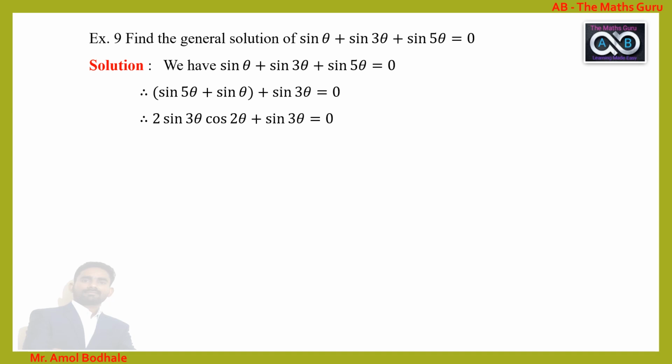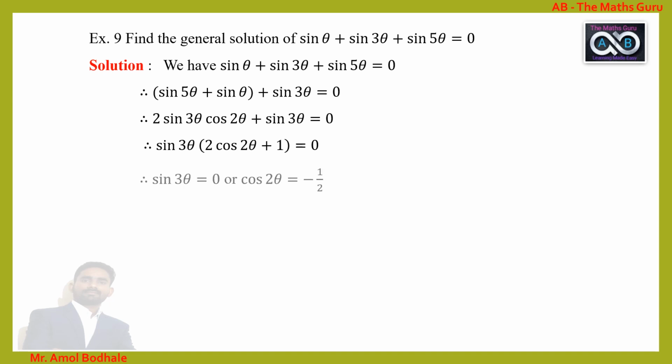So we can use the formula for sine of A plus sine of B, which is 2 times sine of A plus B upon 2 times cos of A minus B upon 2. So 5 theta plus theta, that is 6 theta upon 2, we get 3 theta. And the difference 5 theta minus theta, that is 4 theta divided by 2, is 2 theta, and this term is as it is. So from the first and second term we get sine 3 theta common. If we take sine 3 theta common, in the bracket we get 2 cos 2 theta plus 1 equal to 0.